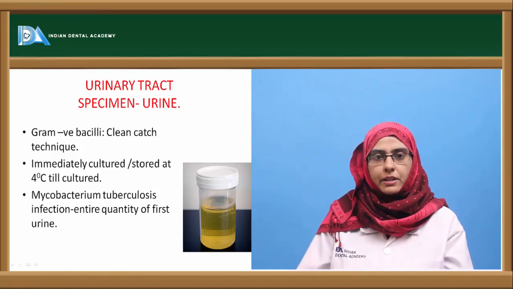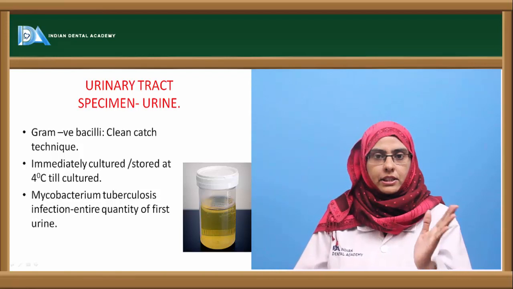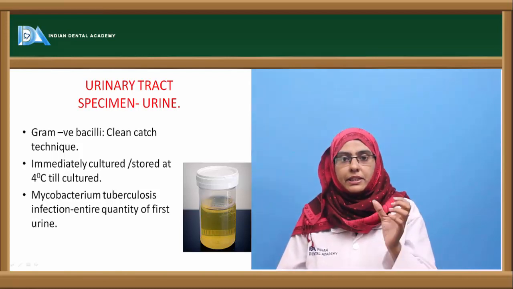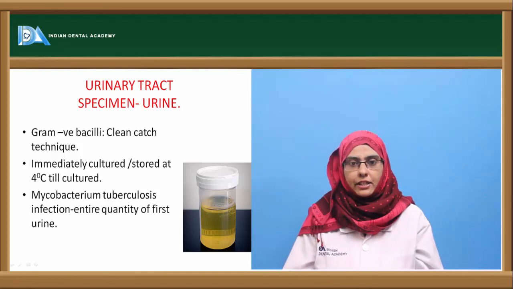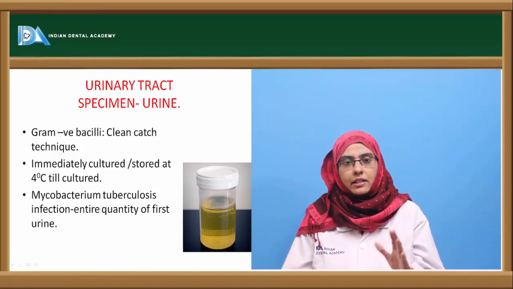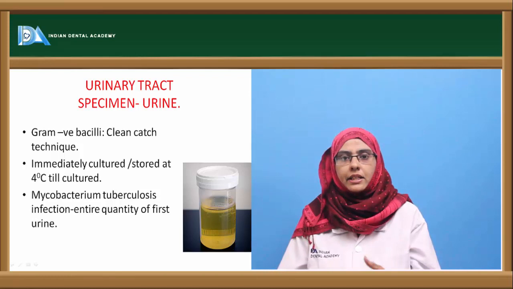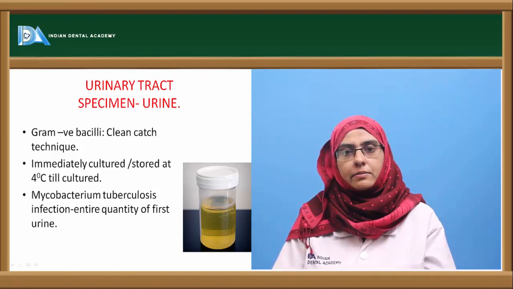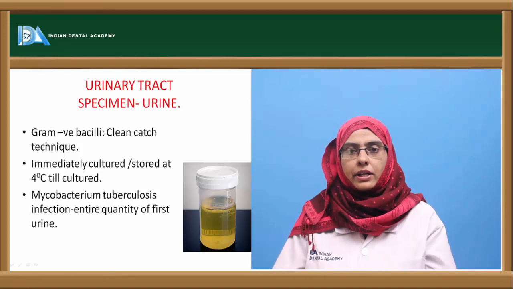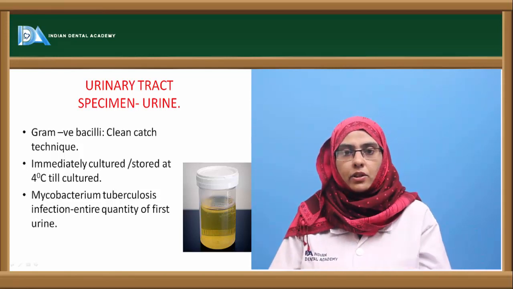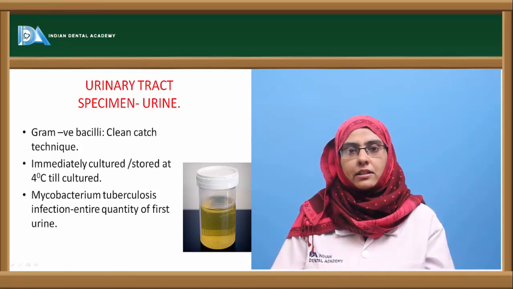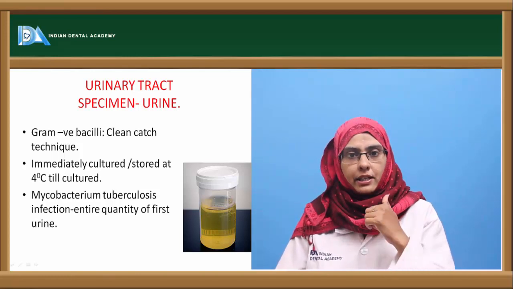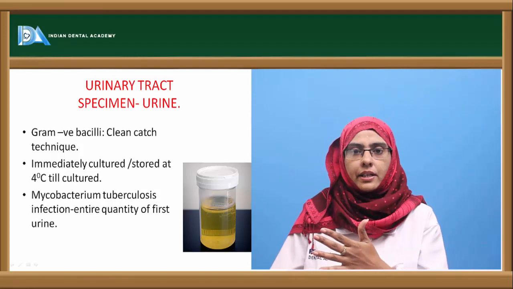So in this particular method, the first voided urine is eliminated, and midstream urine is usually taken into account. The reason for that is the first voided urine contains different types of normal flora. Normal flora are nothing but the organisms that are normally present in our body as commensals. These organisms usually cause confusion in the diagnosis. So to eliminate that problem, we eliminate the first voided urine.